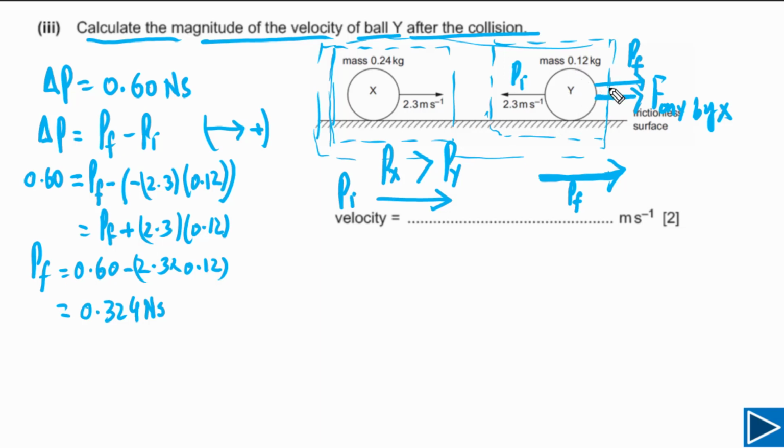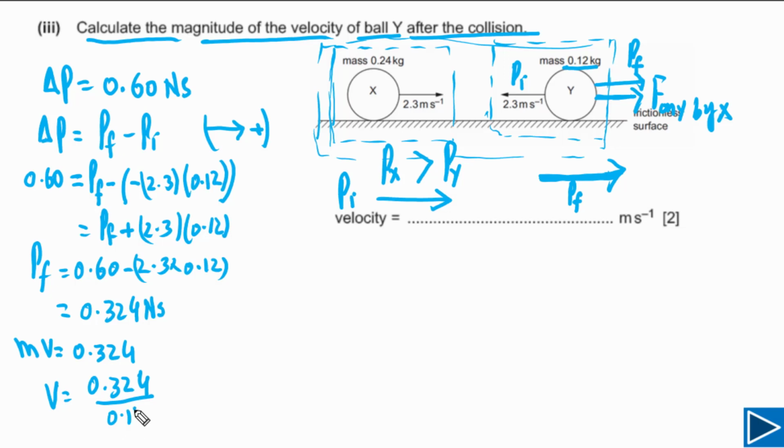But now we need to calculate the final velocity of ball y, meaning the velocity after collision. So we can simply write down final momentum. This will be equal to mv, the momentum after collision, and this is 0.324. We need to find v from here. So simply just divide by mass. So this is 0.324. We need to divide by the mass of y, and the mass of y is 0.12.